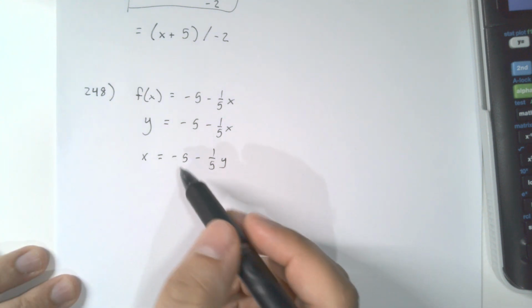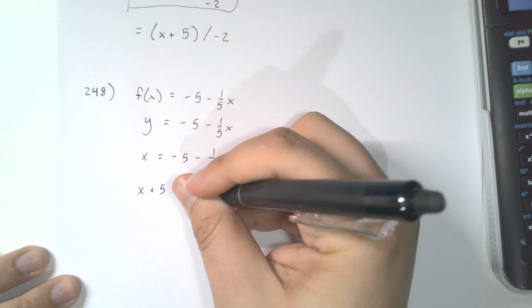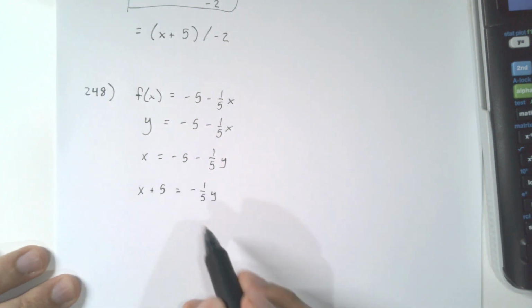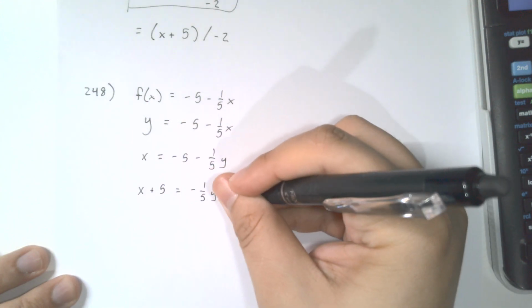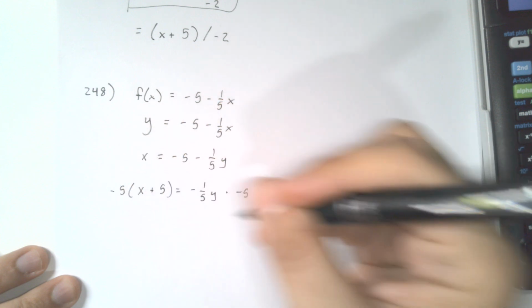So first let's add 5 to both sides. We have x plus 5 is equal to negative 1/5 y. And to cancel out negative 1/5, we multiply by negative 5 on both sides.